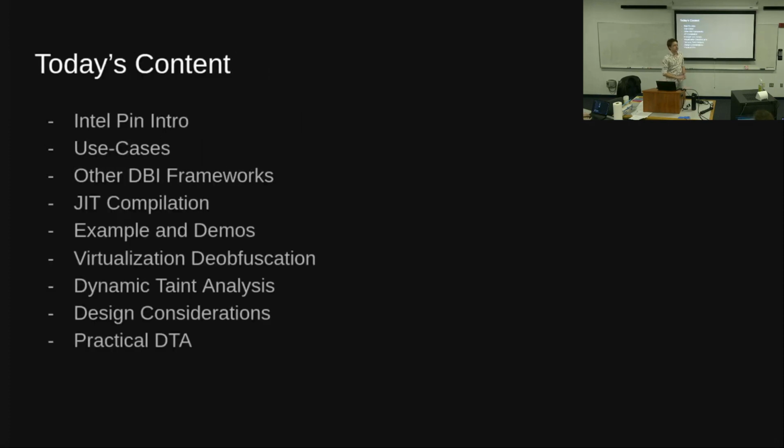Okay, so today we're going to talk about Intel Pin. We talked a bit about its use cases, some other dynamic binary instrumentation frameworks. We're going to talk about JIT compilers. We'll do some examples and demos. If we have time, we'll talk about some deobfuscation, although we haven't had the malware lecture yet, so we might leave that out. We'll see. And we'll talk a bit about dynamic taint analysis and various design considerations and how to actually do it in practice a little bit as well.